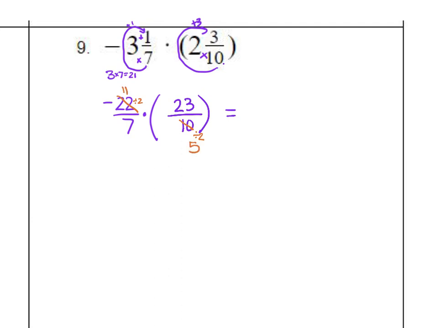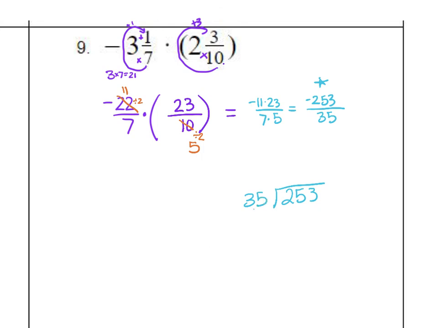So now I can multiply 11 times 23. When I get my numerator, actually it's negative 11 times 23. And then on my denominator, I get 7 times 5. So 11 times 23 is 253. That's going to be negative over 35. So this is a good answer. I would probably simplify this. So it'd be 253 over 35.